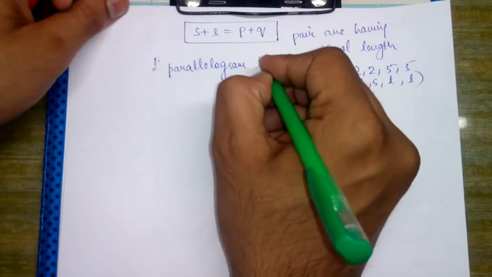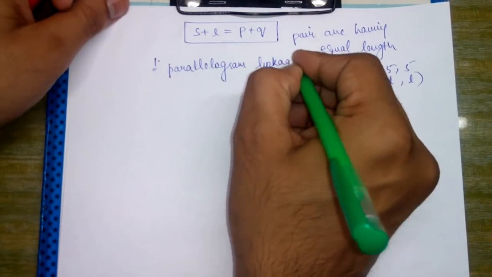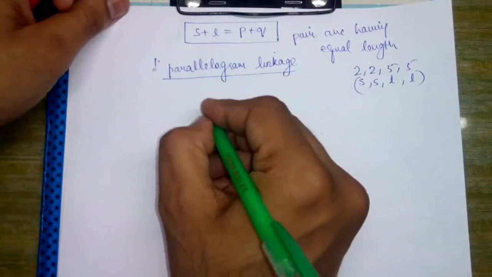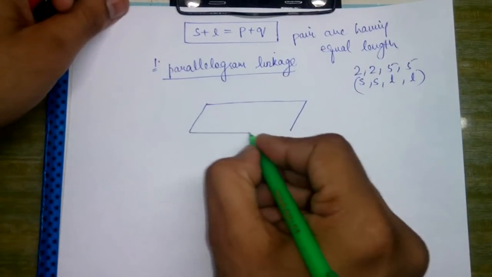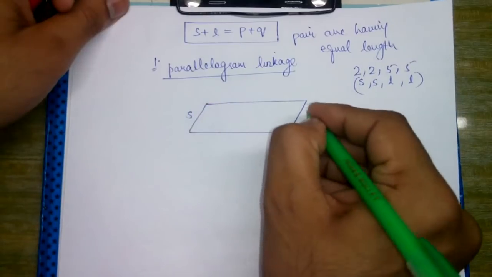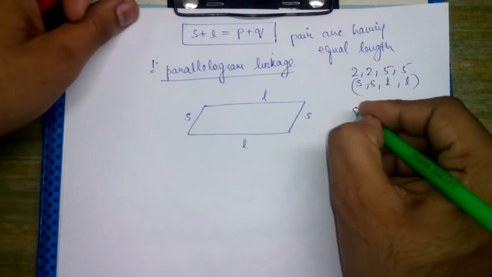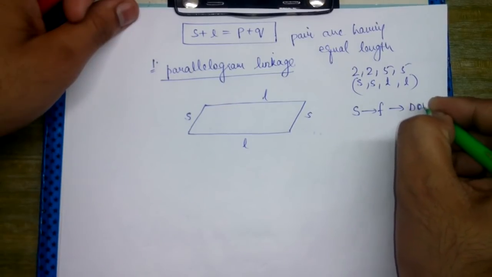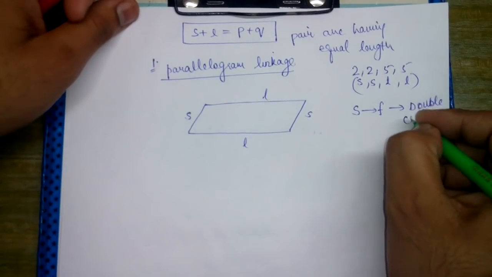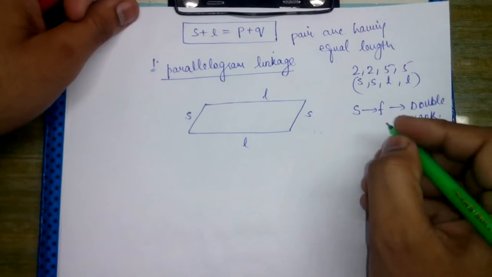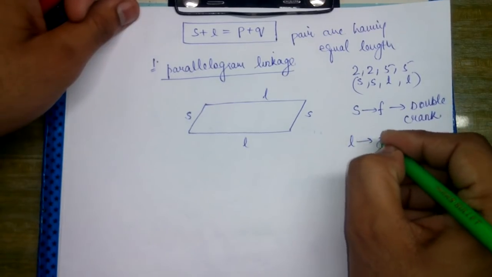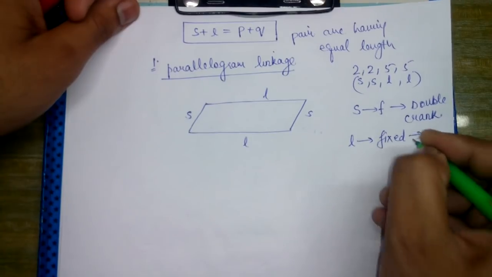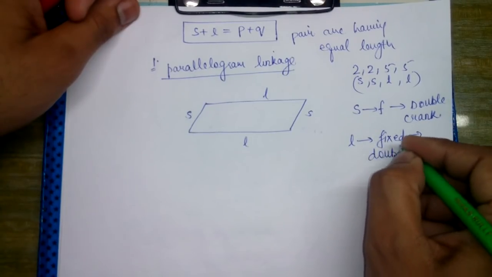Parallelogram linkage. In the parallelogram linkage, this is the smallest link, this is the largest link. If the smallest link is fixed, then we will obtain a double crank mechanism. If the longest link is also fixed, we will still obtain the double crank mechanism.